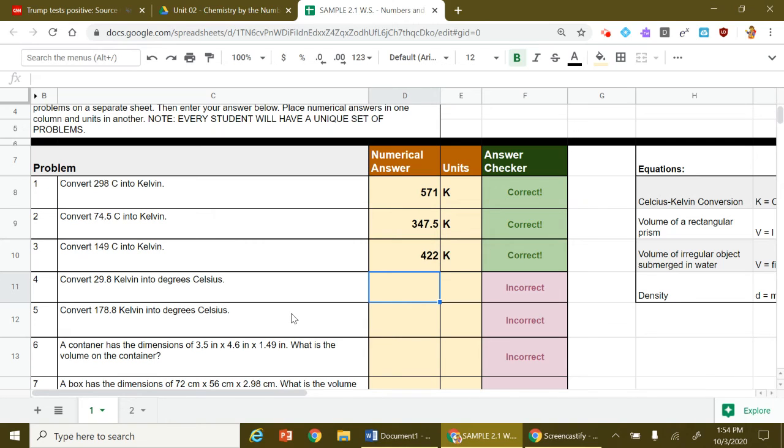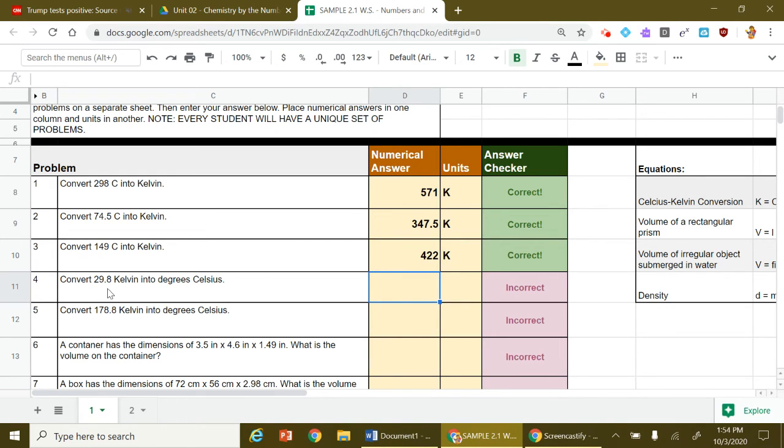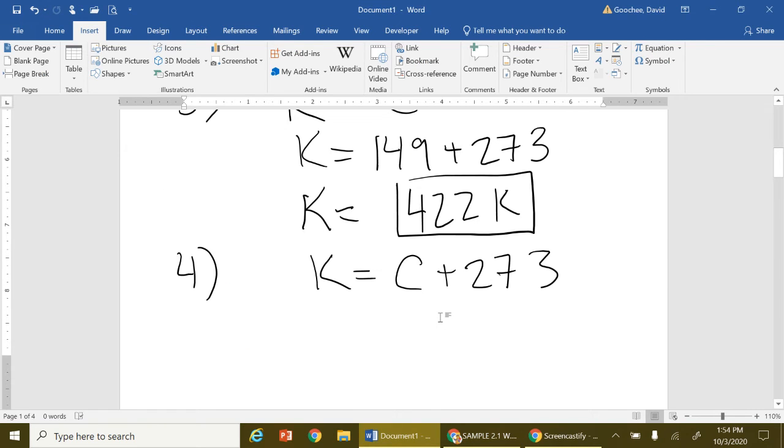So 29.8. Okay, so let me go back here. Number 4. Now I'm going to start with the same equation. Kelvin equals Celsius plus 273. But now we don't know what the Celsius temperature is this time. If we go look at the problem carefully, it says convert 29.8 Kelvin. So Kelvin is what we know. So I'm going to plug that in for Kelvin. 29.8 Kelvin equals the Celsius temperature plus 273.